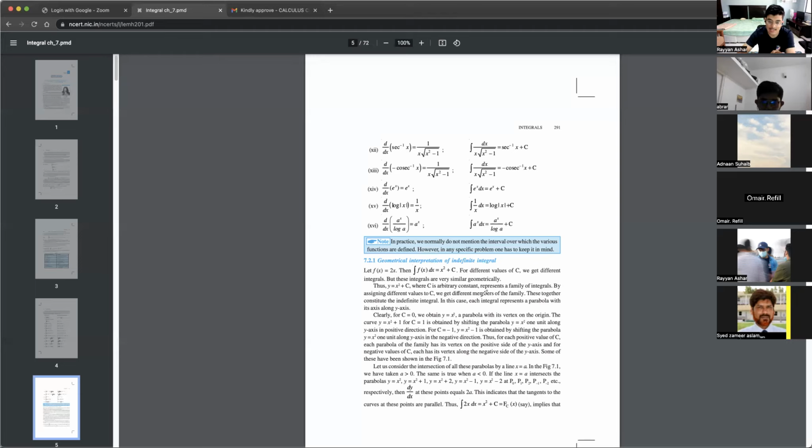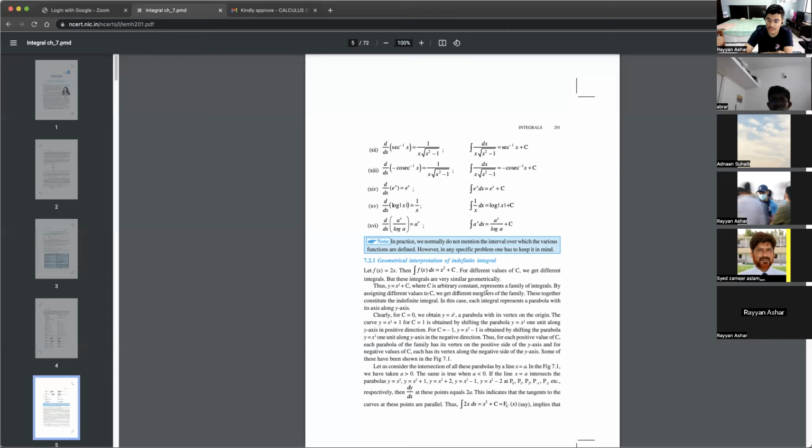So actually, this is the exact example I gave you guys before. So x squared, as we know, the function will have a parabolic curve. And this is where I was talking about the offset. For different values of C, the vertex will be at, for example, 0, 1, 2, etc. So that's what it explains in the next paragraph, which says clearly for C equal to 0, we obtain y is equal to x squared, a parabola with its vertex on the origin.